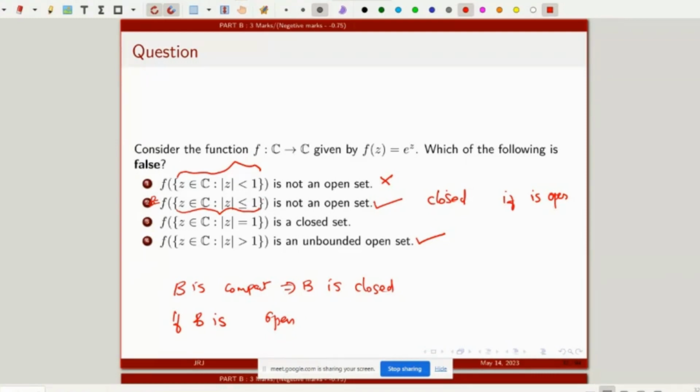Okay, the function definition. So now next is f of z belongs to C such that mod z equal to 1. Again, this is a compact set, so its image will be compact. So it will be closed. So this option is also true. We have to mark which of the following is false, so we have to mark option 1. Is it clear? Yes, ma'am.